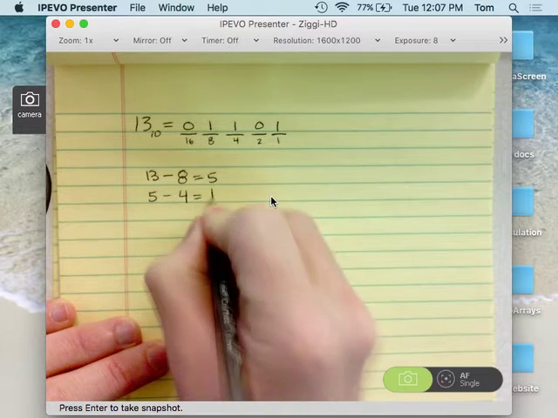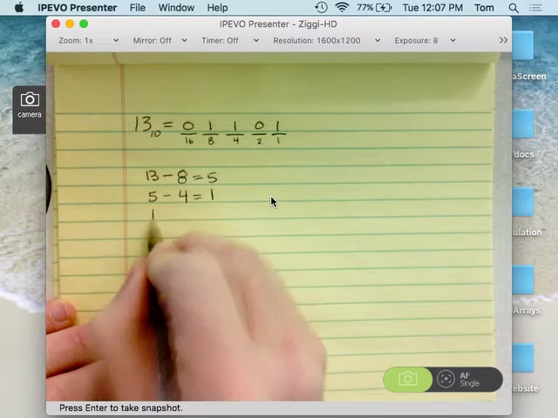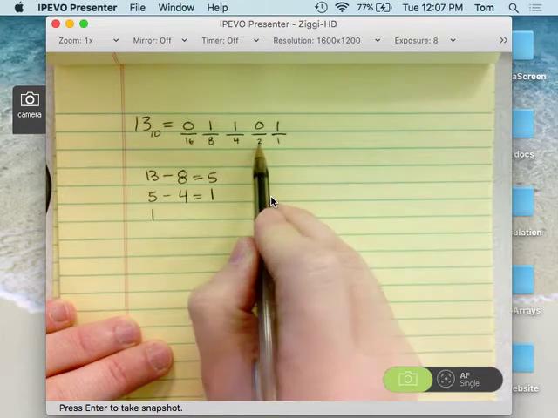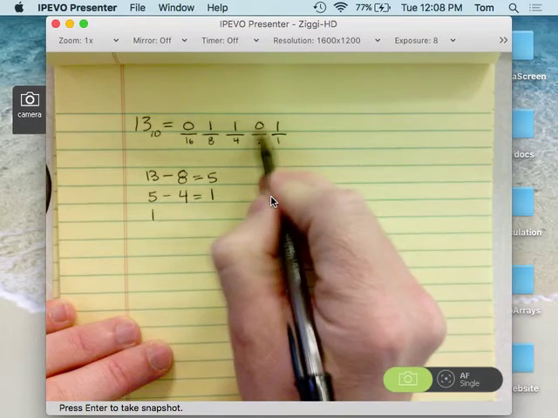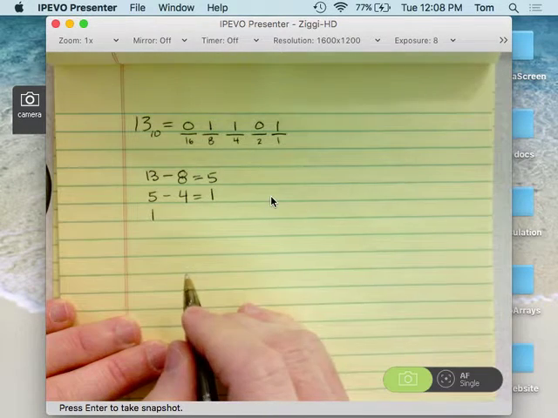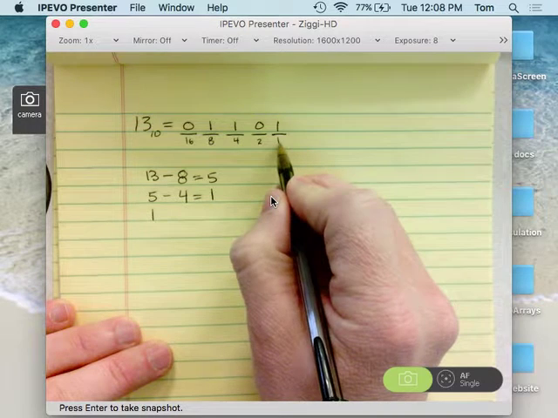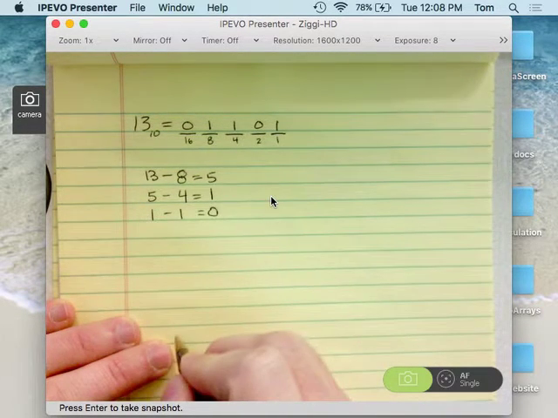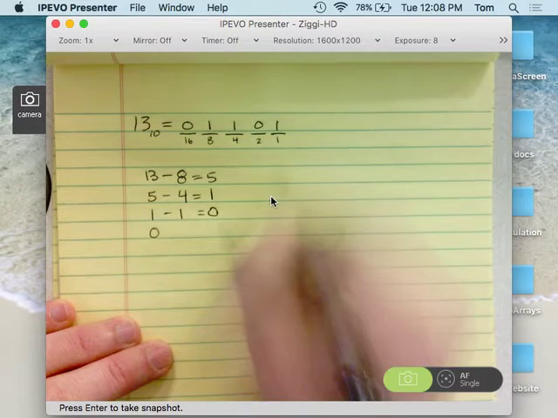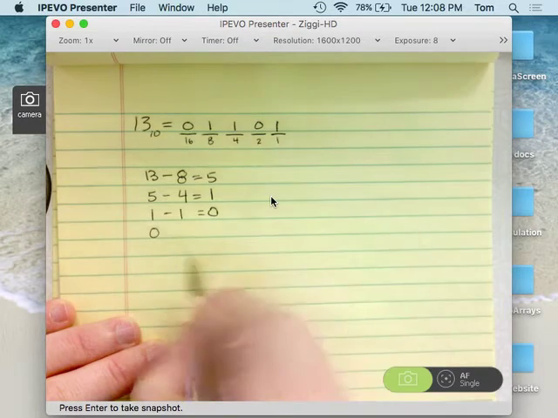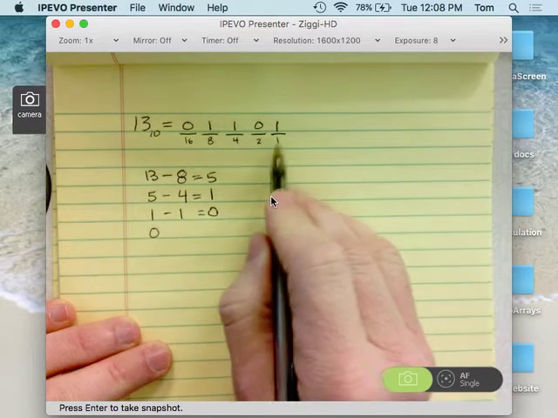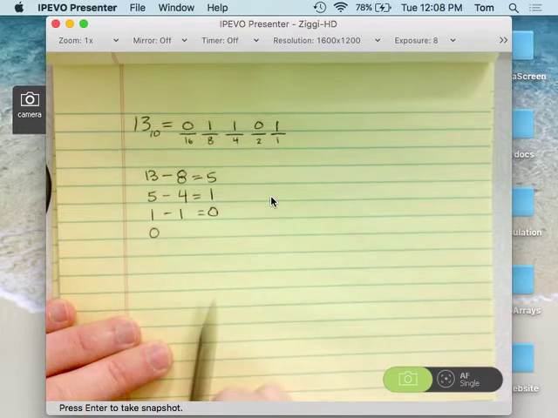5 minus 4 is 1. 1 becomes my new number. I'd kind of like to subtract 2 from it, but 2 is too big, so I put a 0 there to say that 2 doesn't go into it. And then I go to the next number down here, which is 1, subtract 1 from it, I get 0. 0 is my new number. I put a 1 here because 1 did go into my number, and when I get to 0 and I'm down to the 1's digit, I'm all done.